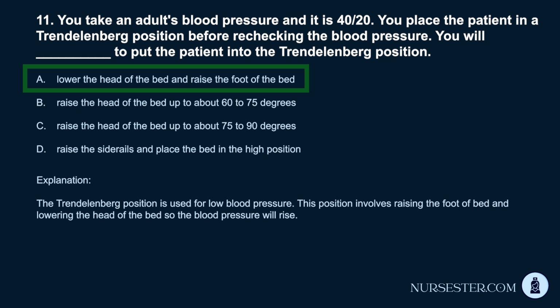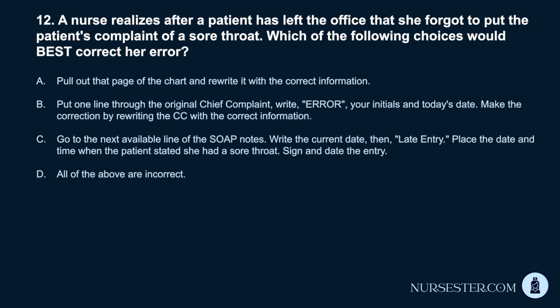The Trendelenburg position is used for low blood pressure. This position involves raising the foot of the bed and lowering the head of the bed so the blood pressure will rise. 12. A nurse realizes after a patient has left the office that she forgot to put the patient's complaint of a sore throat. Which of the following choices would best correct her error?